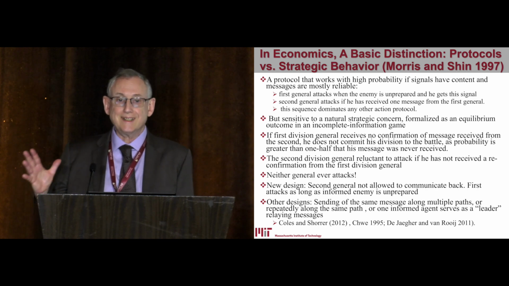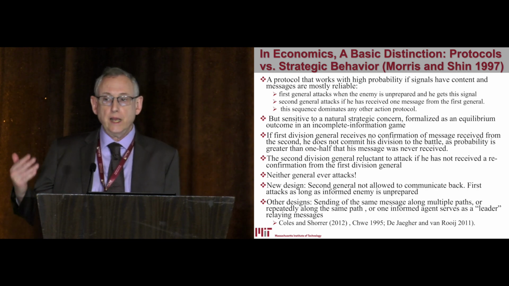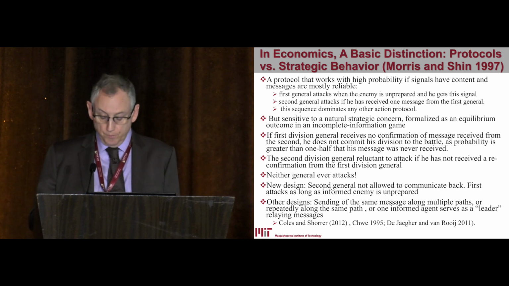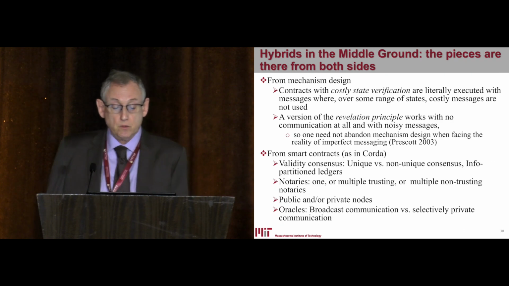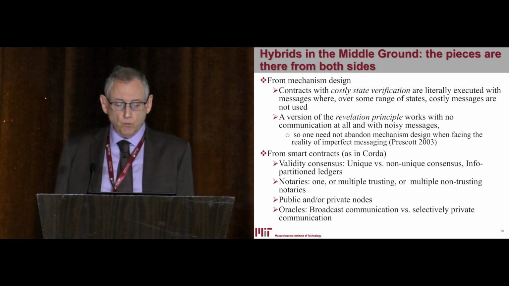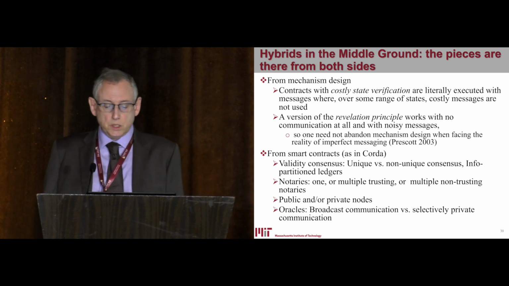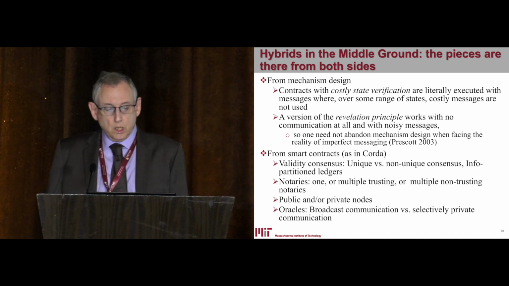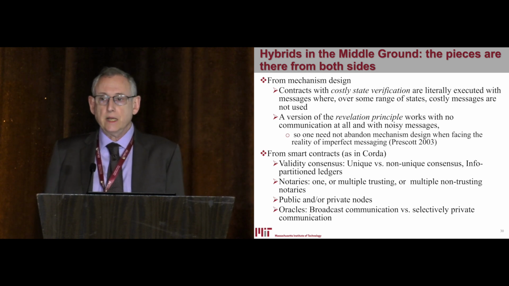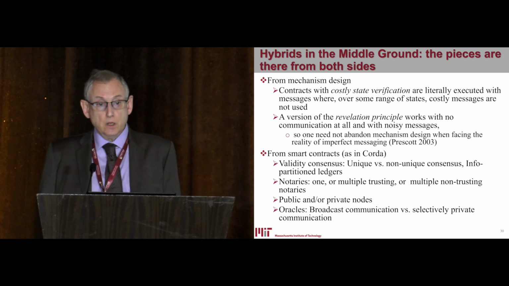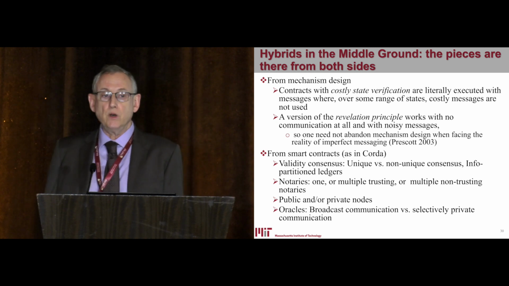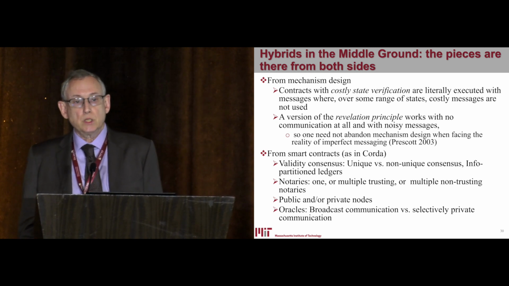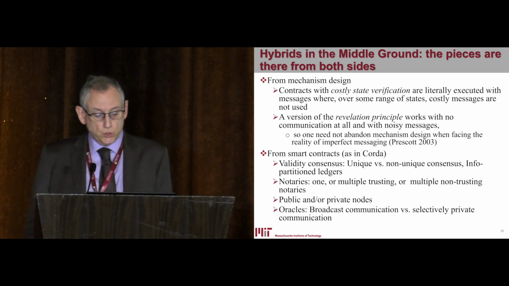So the hybrids would get us into thinking about combining the economics of incentives with the validation protocols. The components are there from both sides. From mechanism design, we know that contracts with costly state verification, for example, are executed without any messages at all, and hence no need to validate. A version of the revelation principle also works with no messages at all. So we don't have to give up these tools in mechanism design, even when we're thinking about limited message systems.